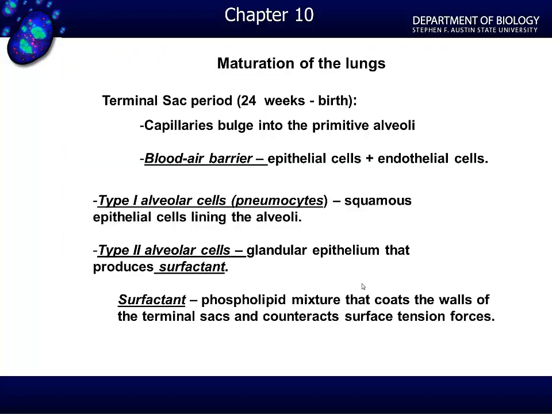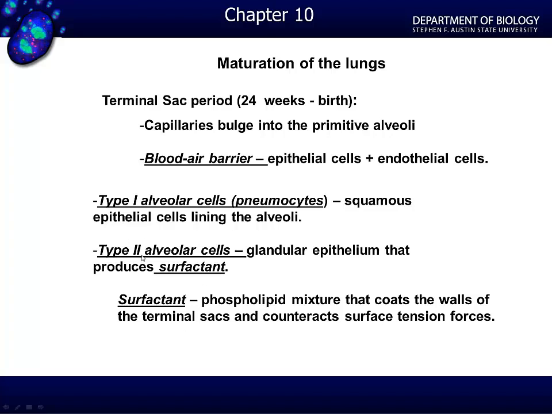Now, the terminal sac period, 24 weeks to birth. This is where we have the capillaries very close to the alveoli, the very flattened epithelial cells, our type 1 alveolar cells. Squamous is a term that means flattened like a fried egg. So these flat cells are very close to the flattened cells of our capillaries and these endothelial cells, and that is our blood-air barrier. And it's thin enough that gas exchange is going to occur.